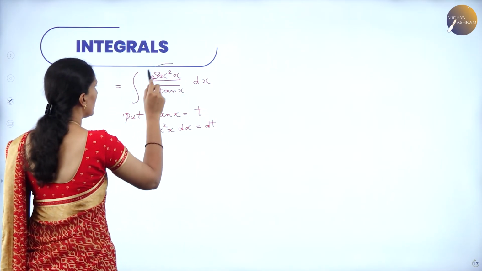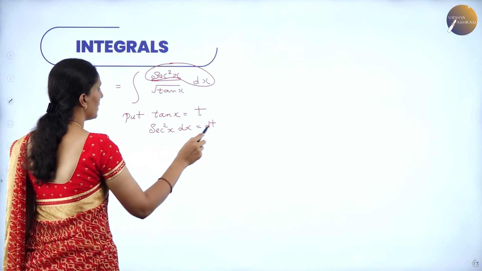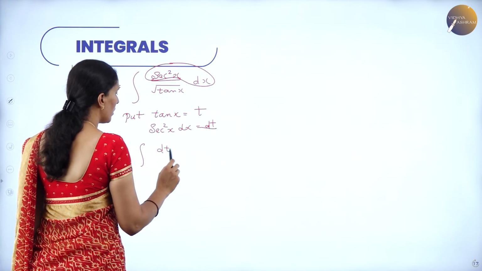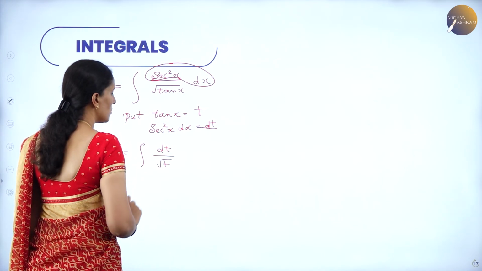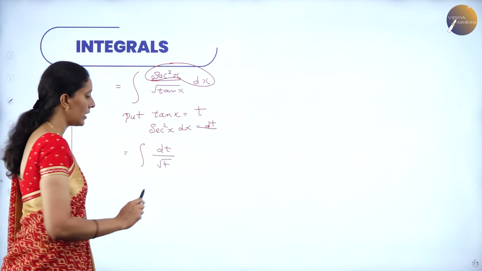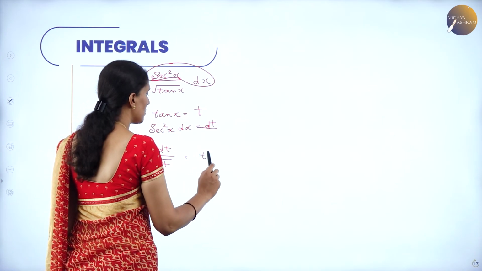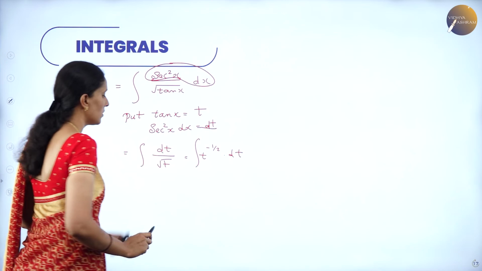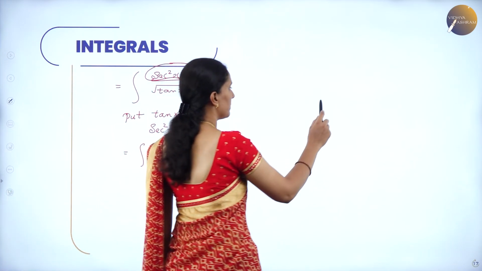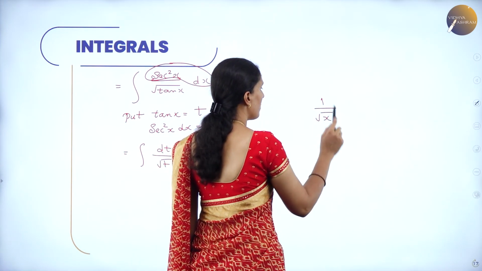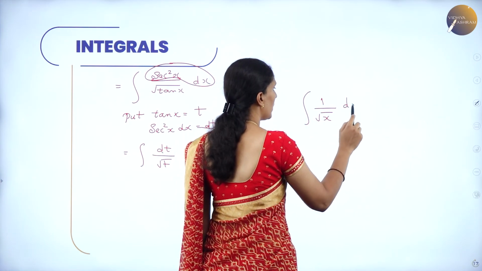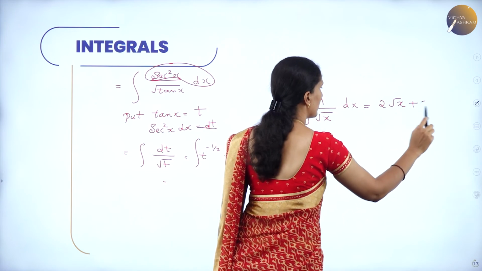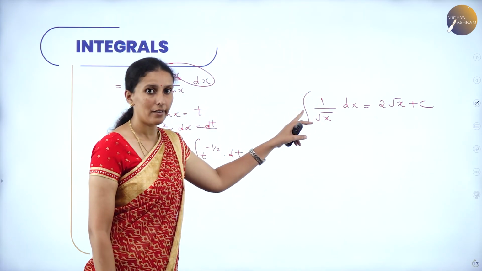So the numerator secant square x dx can be replaced with dt, and the denominator can be written as root t. Root t is nothing but t to the power minus half. So t to the power minus half into dt. So 1 by root t, or 1 by root x with respect to dx, is nothing but 2 root x plus c. So this is one of the standard integrals we have learned.